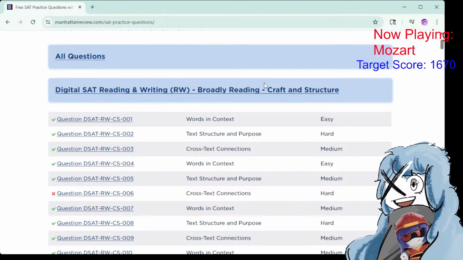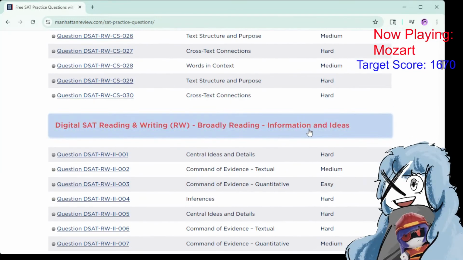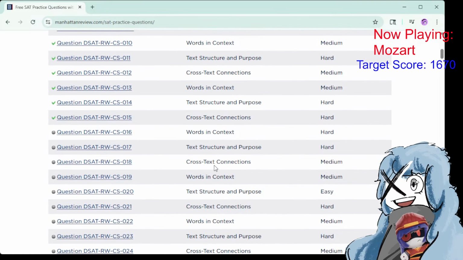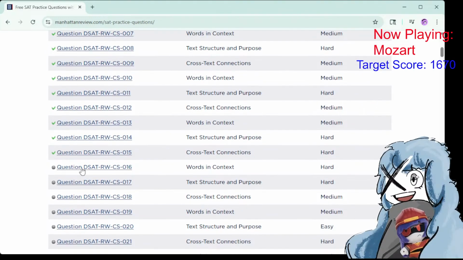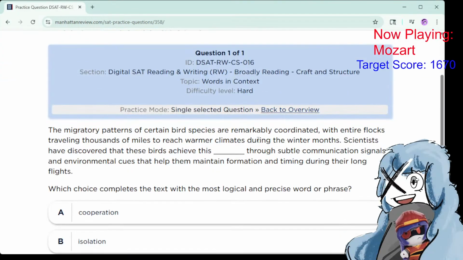Well, these are all under craft and structure, and these ones are information and ideas. I'm not sure how it's going to change if I want to keep going on this one for now. Words in context. This one's hard.